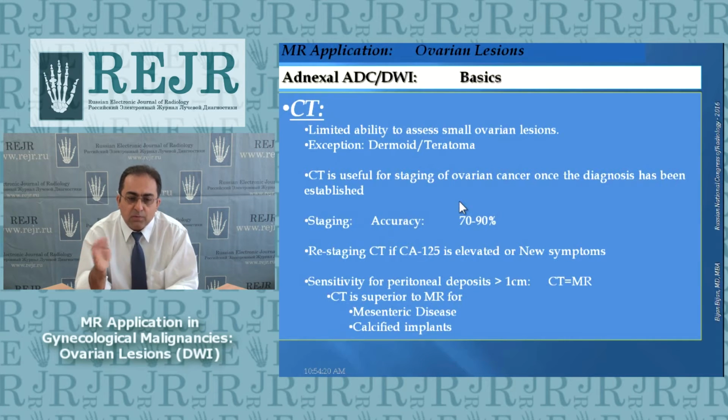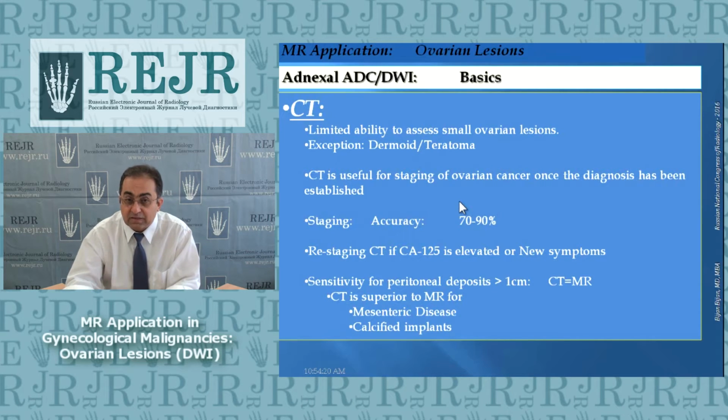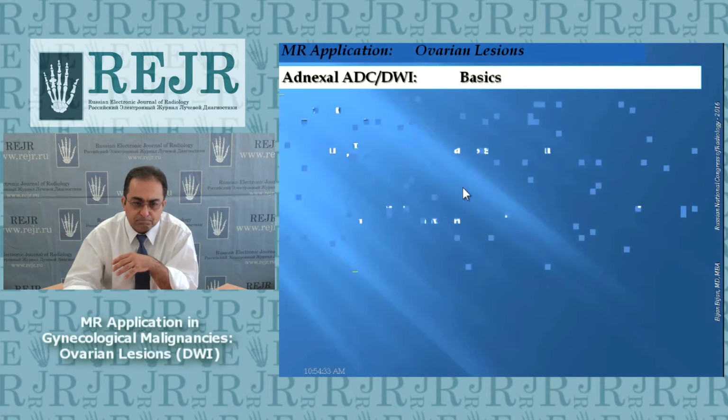CT is superior to MR for evaluation of mesenteric disease, and also for those cancers that have calcification. Now, calcification is something that on MR not everybody is able to pick up. Of course, on gradient echo, for example, sometimes we can find calcification, and those with trained eyes and some level of expertise should be able to detect calcification on MR, but generally it is very difficult to evaluate a lesion with calcification by MR, and CT definitely has an advantage. So for mesenteric disease and for those ovarian lesions with calcification, CT is superior to MRI.